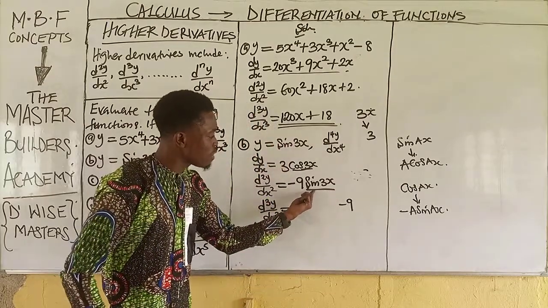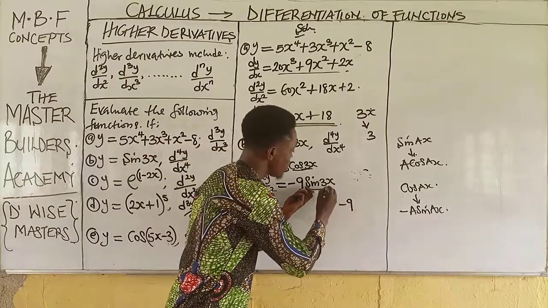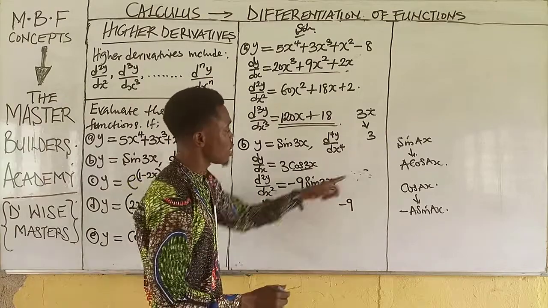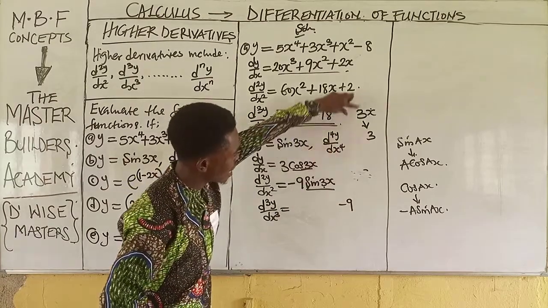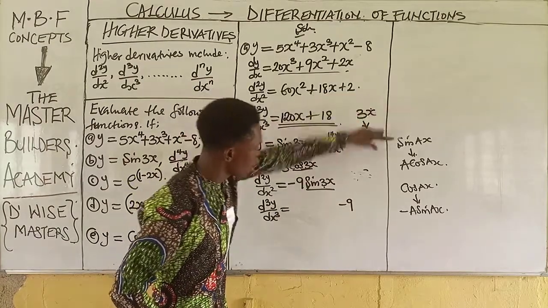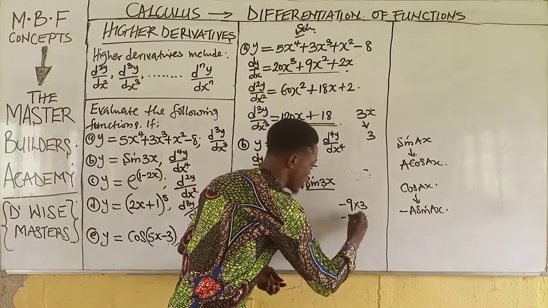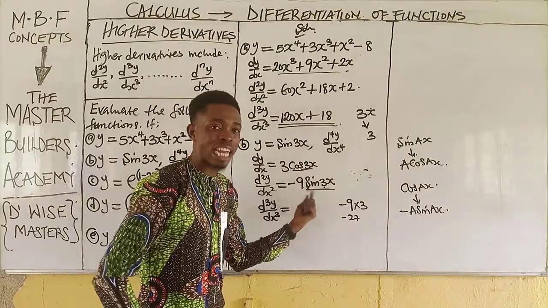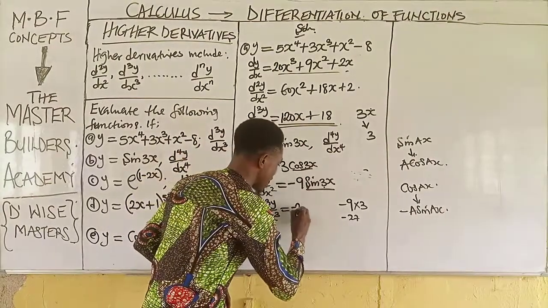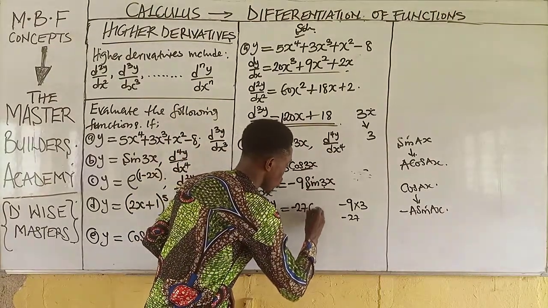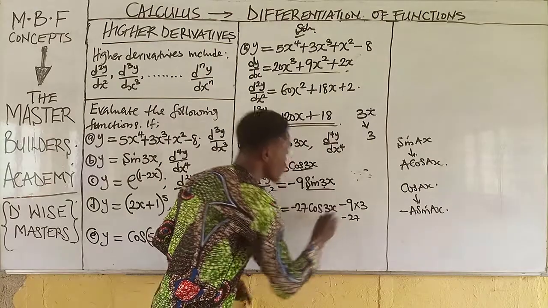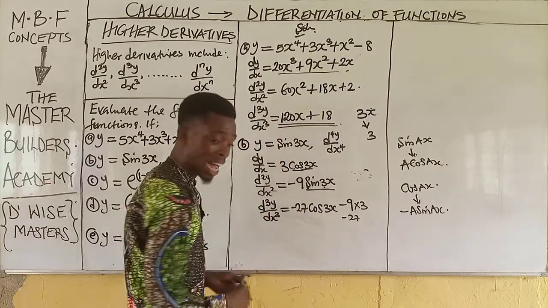And we understand that when we differentiate this, we will have 3 as the constant. When you take this 3x here and differentiate it, we have 3. So this 3, use it to multiply this. This will give us what? Negative 27. When you differentiate sine, you will have cos. That means this is negative 27 cos 3x. Don't forget the angle will never change.